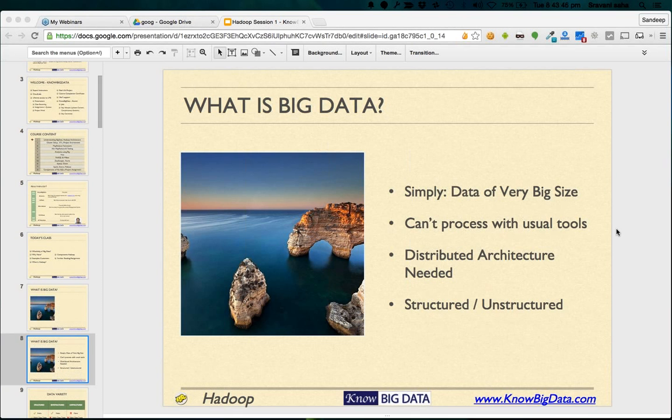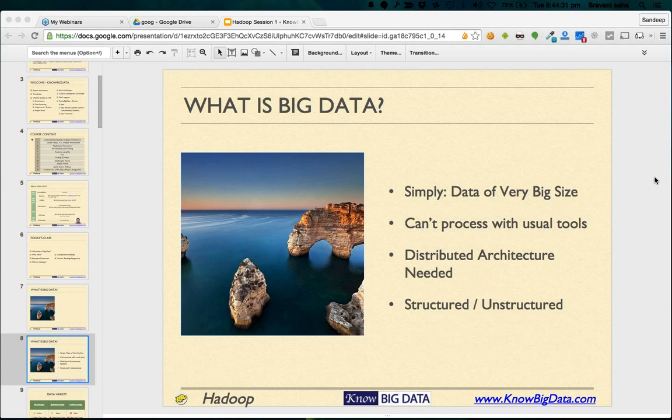Okay. So all throughout the session, we will stick to this definition of big data that has been accepted by Hadoop and all other ecosystem people. The definition is data of very big size that cannot be processed using usual tools. When we say usual tools, it means your normal file systems or normal databases. Third, to process such kind of data when the normal tools are useless, the only way to go forward is a distributed architecture.